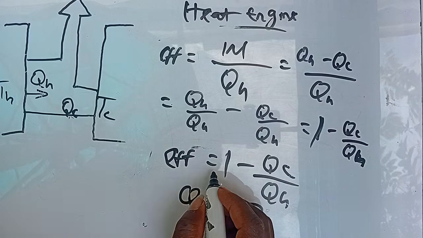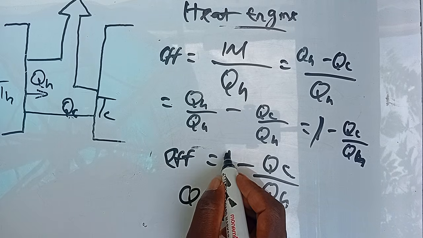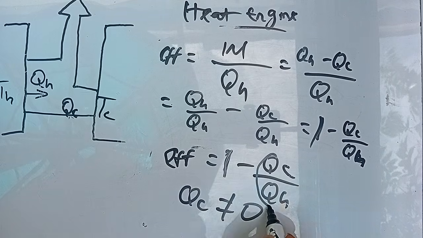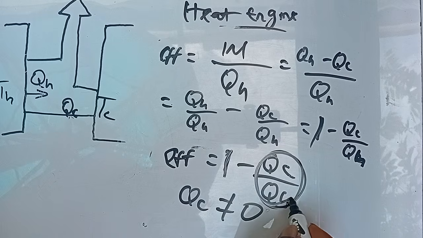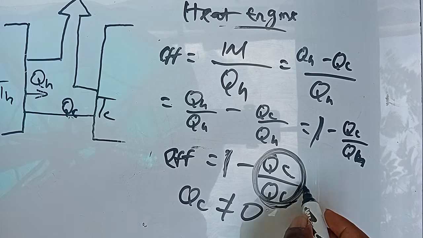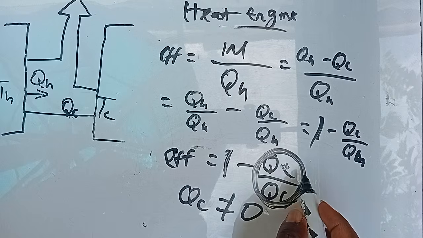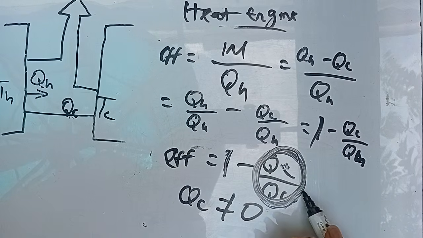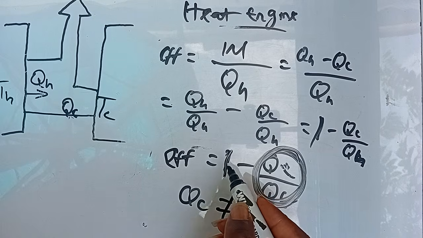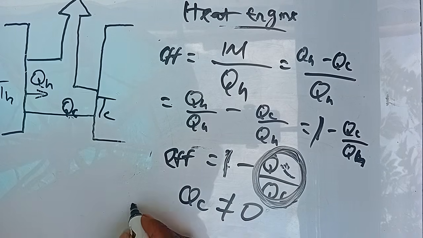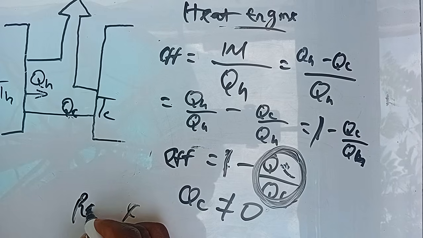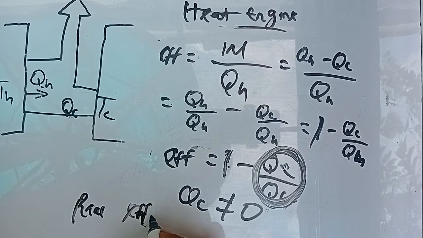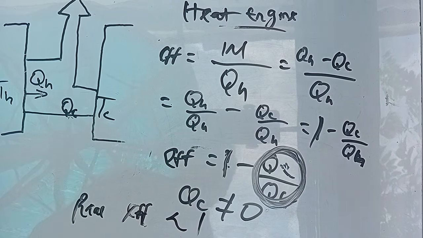Efficiency of a real engine is always less than 1, because this one will be greater than 0. The only time that this can be equal to 0 is if QC is 0, and since QC cannot be 0, this will always be greater than 0. Are we together? So if you remove something greater than 0 from 1, your final answer will always be less than 1. So the efficiency of a real engine is always less than 1. Is that clear? So use the formula for real engine.